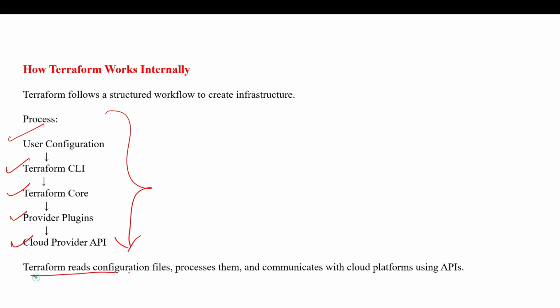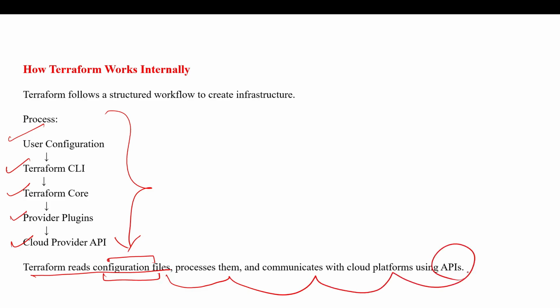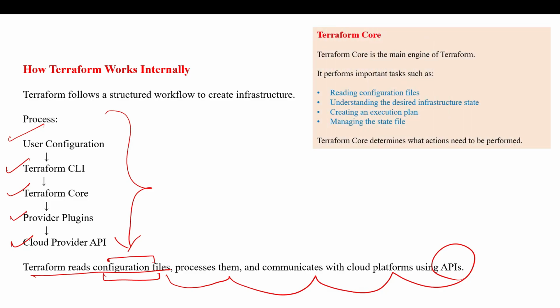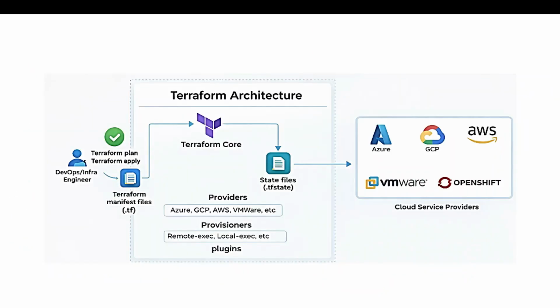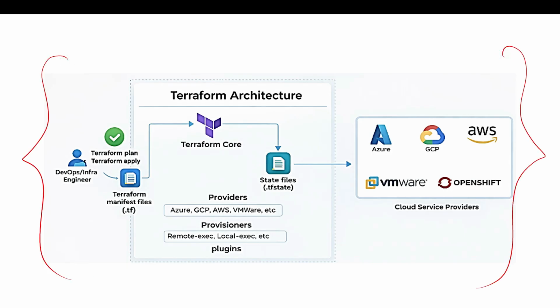So Terraform reads configuration files. We create all these configuration files based on the resources that we want to configure. Then Terraform processes them and communicates with the cloud service platforms with the help of APIs, and then actually executes the request. Right. So now this architecture will be very clear to you.